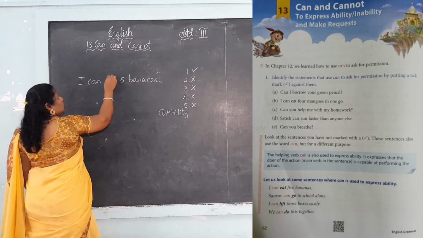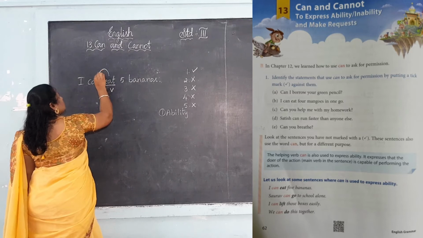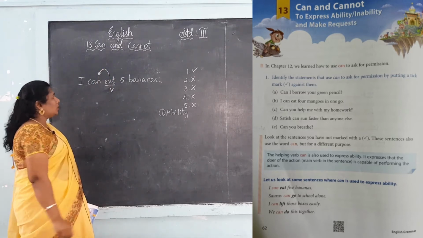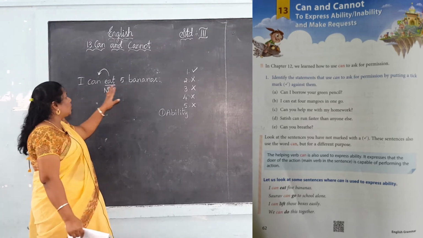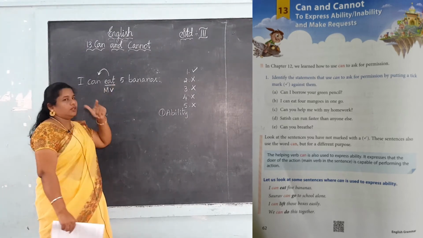The verb-க்கு முன்னாடி என்ன செய்யலாம் நம்ம? Can use பண்ணிக்கலாம். Okay, so it is main verb. Why is it main verb? See, there is no other verb there. It is the main thing.